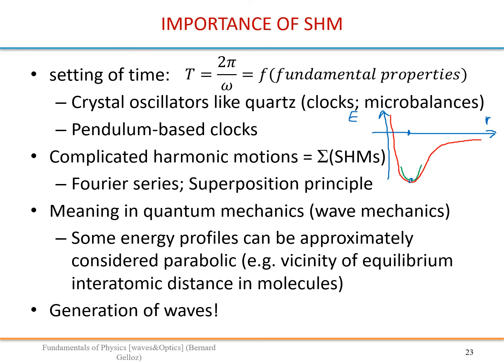That is something looking like half of k x squared, which is the potential energy of a harmonic oscillator. So you can pretend that close to the equilibrium position you have a harmonic oscillator. And so for us this is very important. Oscillators are used to generate waves. We will see that in the next lecture.